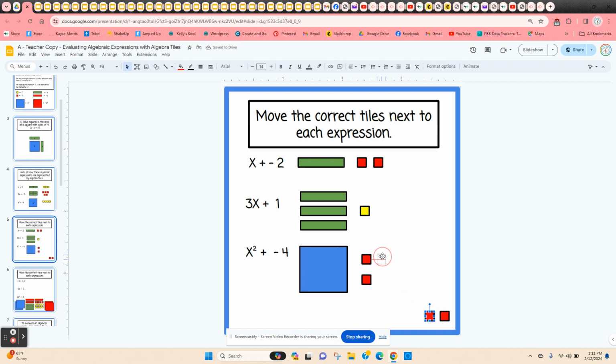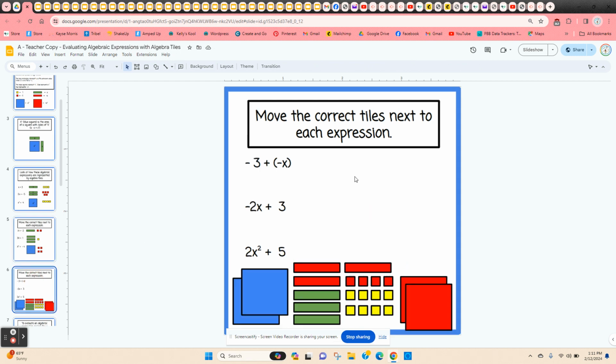So this slide has all the pieces they need. Other slides are going to give them extras so that they don't know exactly what they're going to have to use. They've got to figure it out. So the next slide, students are going to be doing this again. -3 plus -x. Okay, so they're going to have 3 negatives of the smaller square for -3, and then 1 -x. And they're going to do that with the other 2 problems also.